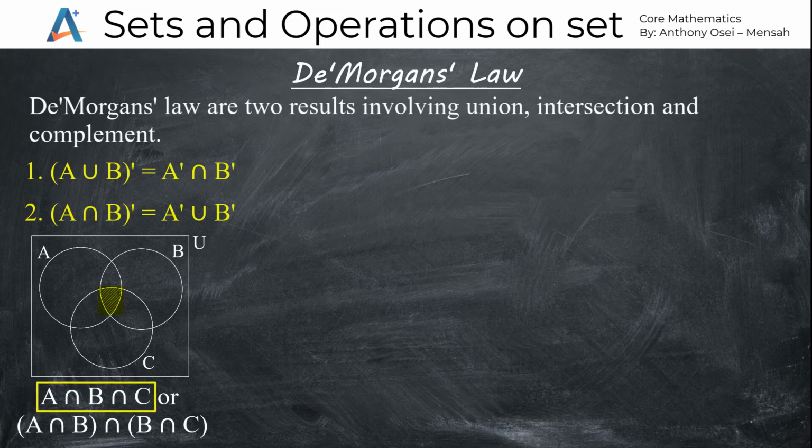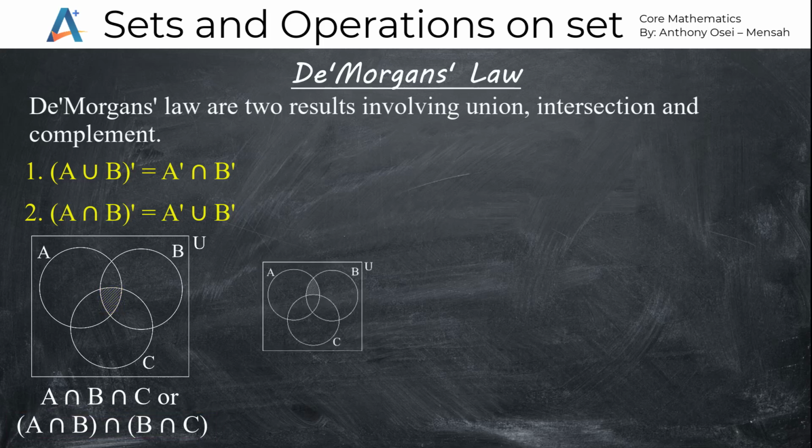Another way to refer to the intersection point where we shaded this particular region is (A intersection B) intersection (B intersection C). That is how you can also call it. So either A intersection B intersection C, or A intersection B in brackets, intersection B intersection C. So the two brackets, then with an intersection.